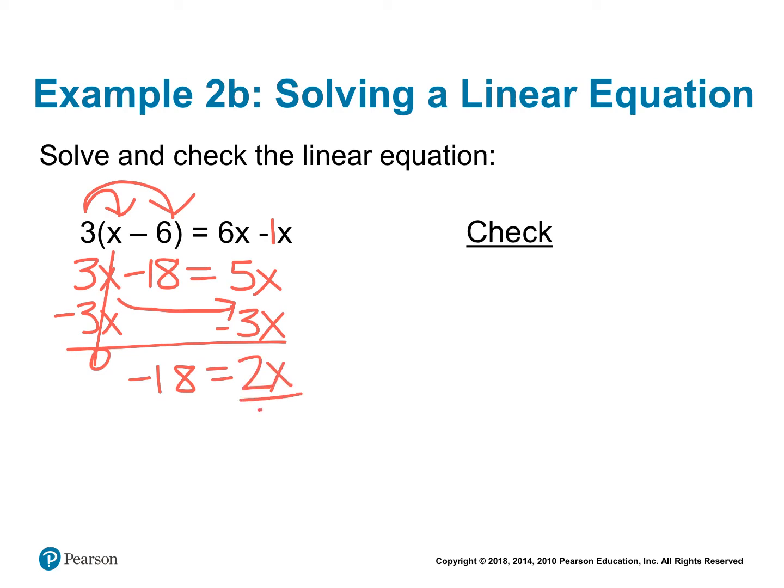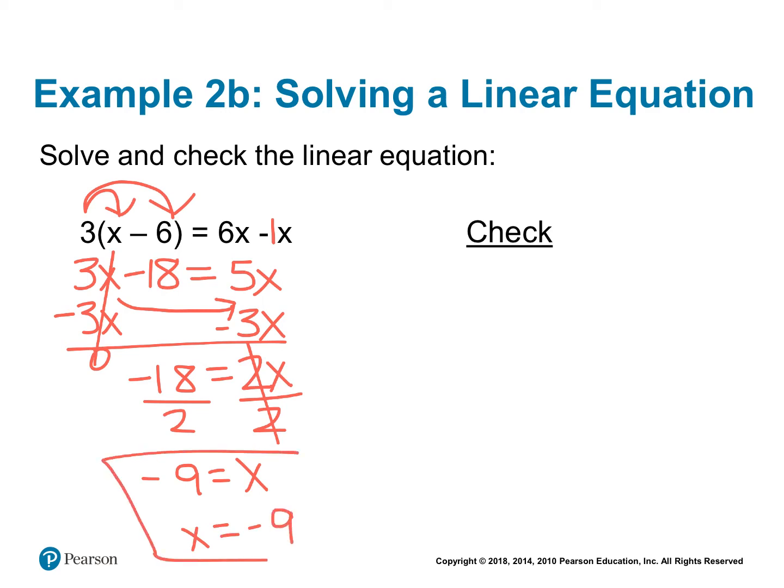I can divide by 2. That leaves me with negative 9 equals x. Or you could say x equals negative 9 if you like the x to come first. Either one of those would be right. And I will show you how to check this one.